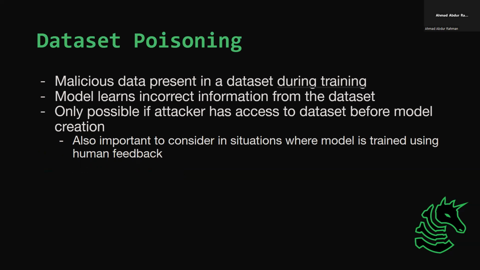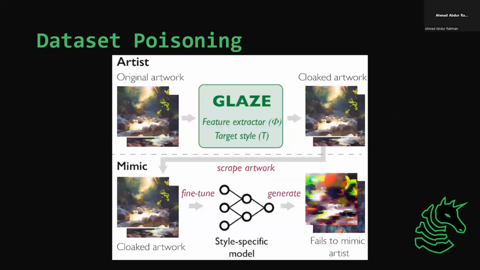So you're collecting data off the internet and haven't sanitized it, or you're using some form of human feedback and there may be a malicious person involved. But this is only during training. Once your model is created, you can't really have dataset issues because you're not training again on that dataset, maybe. This is also important to consider in situations where the model is trained using human feedback because you may have a malicious human involved.